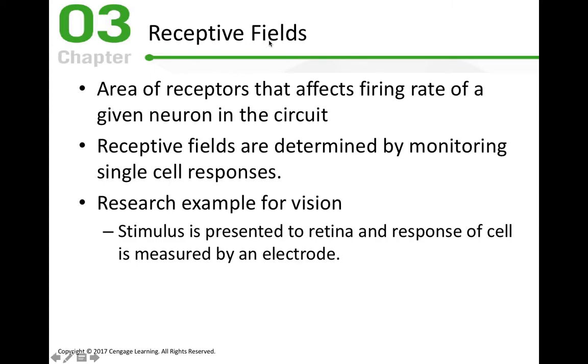One of the concepts that can be tricky for students is the concept of the receptive field. So you've already, in your readings and in your activities, you've learned about the retina, you've learned about ganglion cells, you've learned about some of the parts of the brain. Receptive fields, when we're talking about the visual system, these are properties of neurons. And here you can see the textbook definition, area of receptors that affects firing rate of a given neuron in the circuit. The key word here is effects.